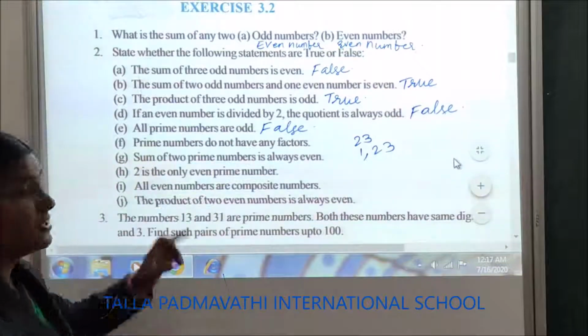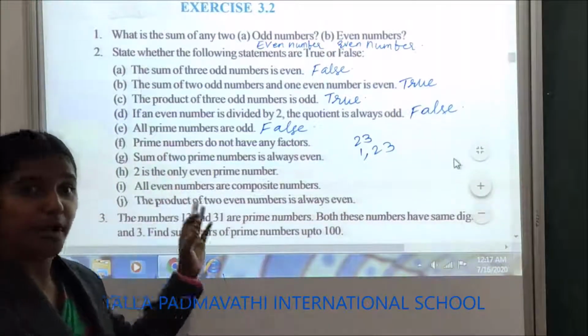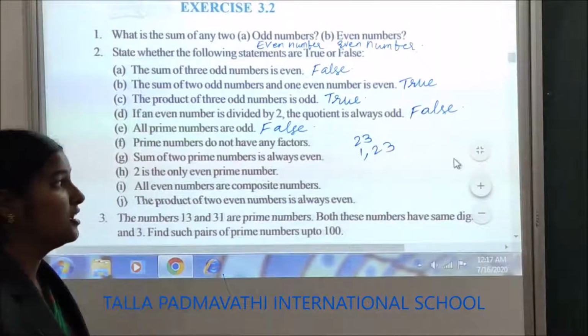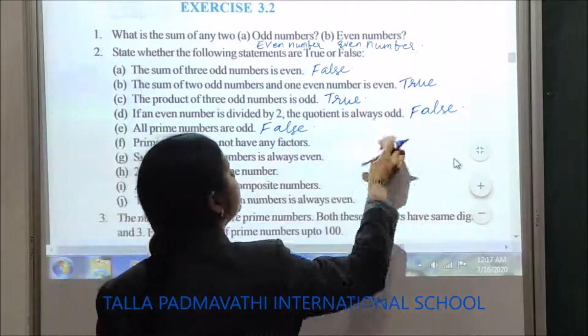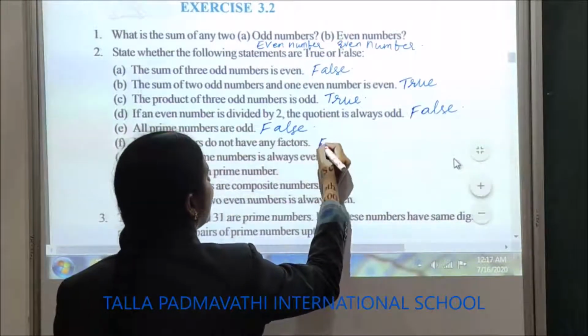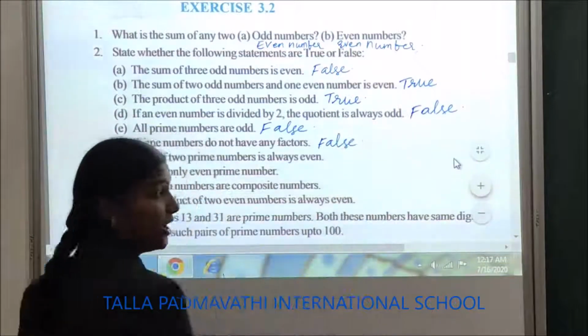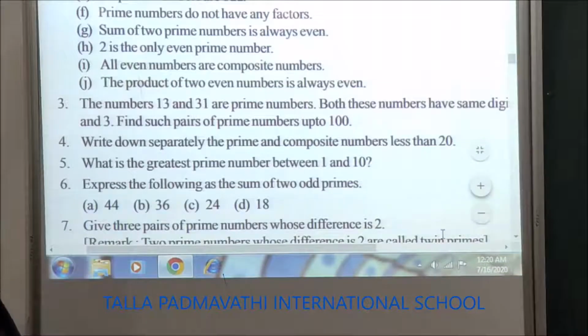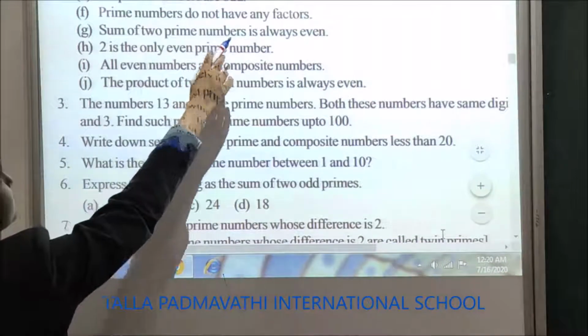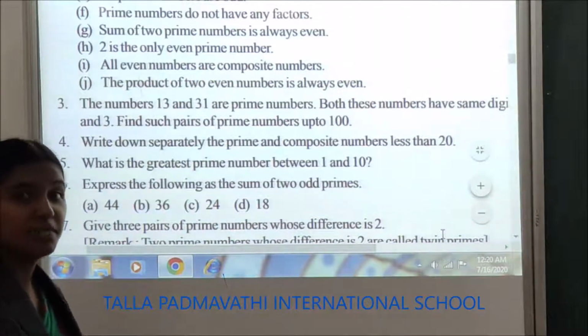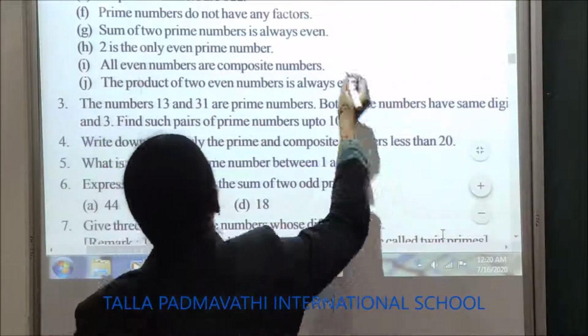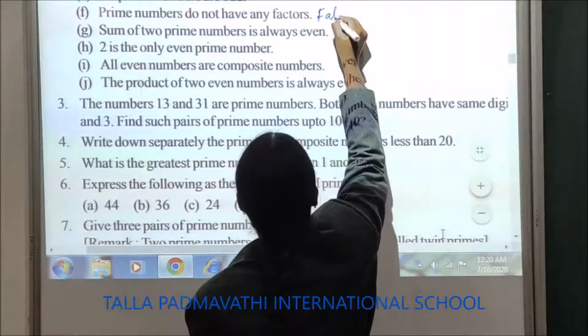That means the given statement is false. They are saying that prime numbers do not have factors. So this is false. Prime numbers will have factors. But we have 2 factors, that is 1 and itself. So see here children, prime numbers have factors. So that is false.